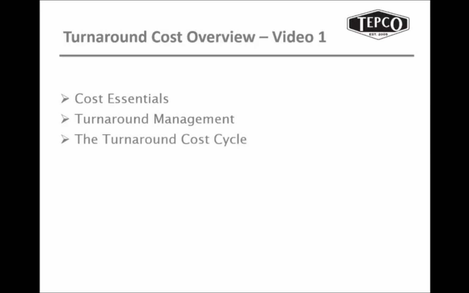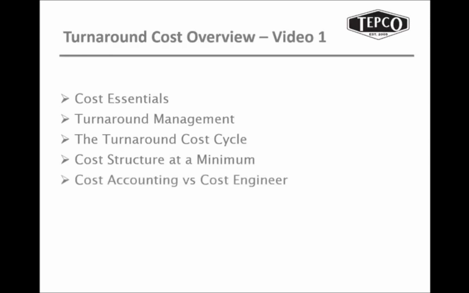For the first video, I've broken the turnaround cost process down into a few different groups and categories that I want to go through. It's not cost in detail, but this is just an introduction of how we're going to break this down. So the first thing I'm going to talk about during the video is cost essentials, what it takes to put together good cost. The second thing is turnaround management. And I'm going to talk on this part about a number of different management, coming from a maintenance perspective, coming from a capital project perspective, and then also where the turnaround management perspective would fit in from a cost control process. The turnaround cost cycle. We'll go through the very beginning from scope development all the way to closeout. And then cost structure at a bare minimum, how we should handle and set up cost and control cost through the turnaround. And then the last one I'm going to talk about is cost accounting versus cost engineering.